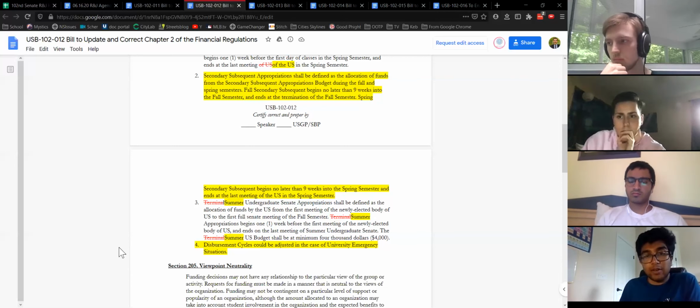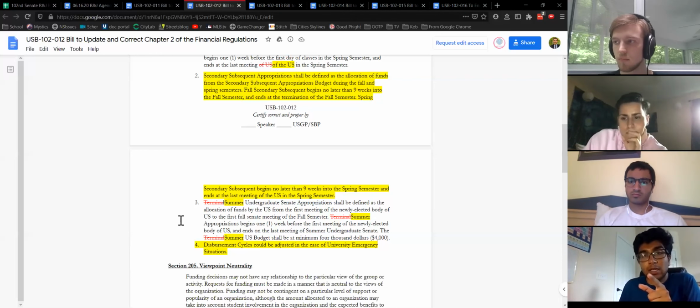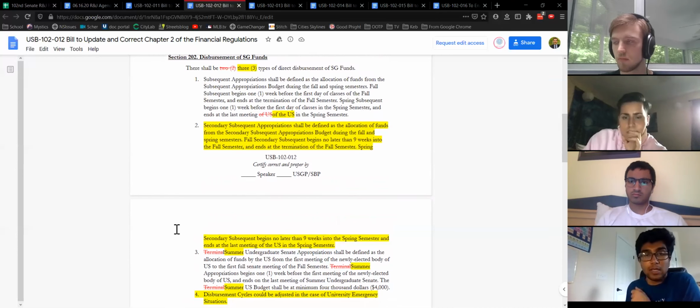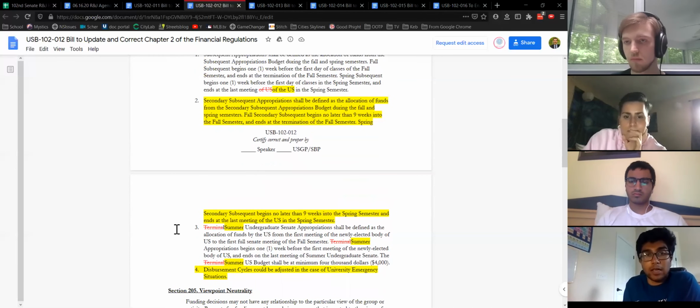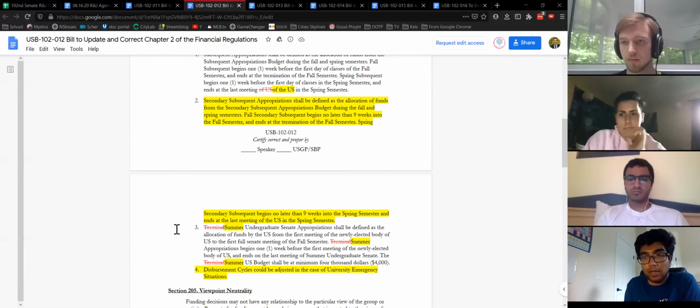And then we added a fourth stipulation at the bottom there because we wanted to have some flexibility. We included that secondary appropriations would begin no later than 9 weeks into the fall semester, but obviously if something happens like COVID again, or if that water pipeline bursts like it did freshman year, or things like that, then we wanted to include a stipulation that would allow us to adjust the timelines in the case of emergencies. Yeah, so that is the reasoning behind that.